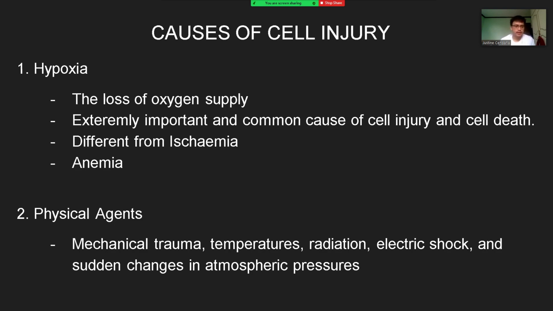Physical agents: mechanical trauma, temperatures, radiation, electric shock, and sudden changes in atmospheric pressure. All of these can cause cell injury, as temperature affects the ability of the cell to function well, and other physical agents such as mechanical trauma can damage the different structures of the cell.